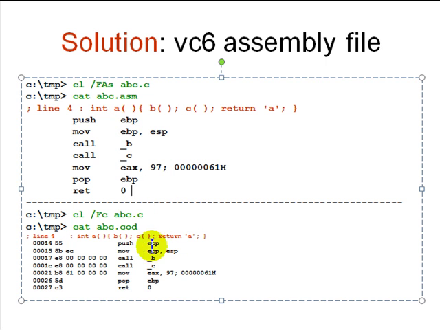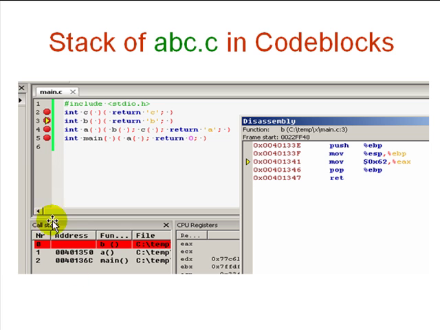Then we come back to compile abc again with the /FC option. So you can see the COD file, which is an object code file. The same thing along with the actual machine code generated at each address. This is an absolute address, but when you load it into memory, it may change by the loader. So you can see the machine code generated for the instructions.